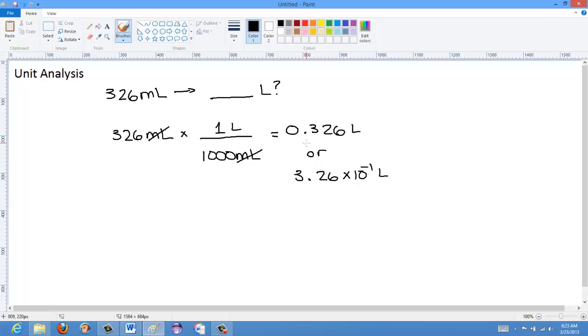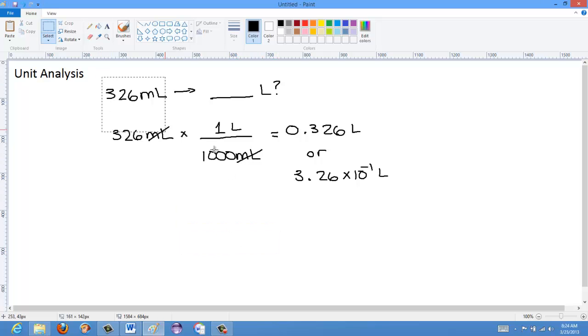Now, the biggest mistake that I make, and probably other people will make as well, is that they will make a mistake on the conversion. So they might say something like this, times 1,000 liters per 1 milliliter, which is just simply not correct. You've got to be careful not to make that mistake.